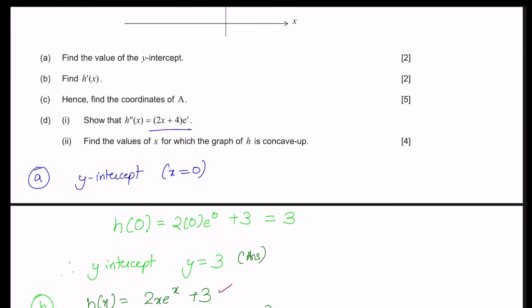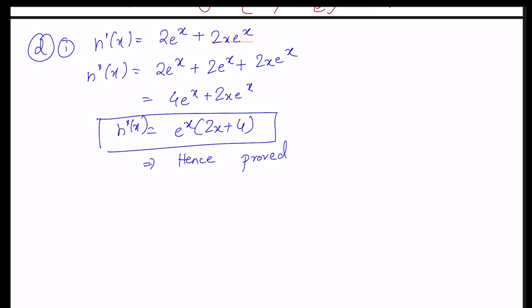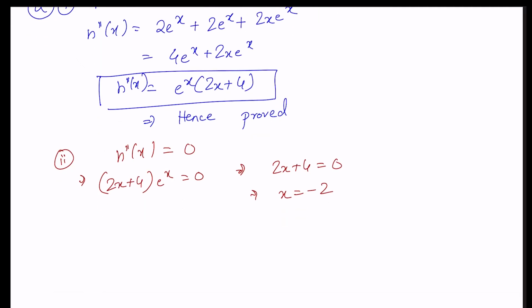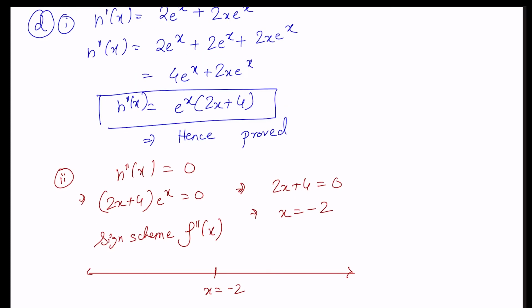Now to the next part, we have to find the values of x for which h is concave up. So we have to find the sign scheme of h double dash x. So h double dash x will be equal to 0 for which values of x? 2x plus 4 times e to the power of x is 0, which is valid when 2x plus 4 equals 0, which is valid when x equals minus 2. Right, so I'll draw the sign scheme of h double dash x. So this is x equals minus 2.